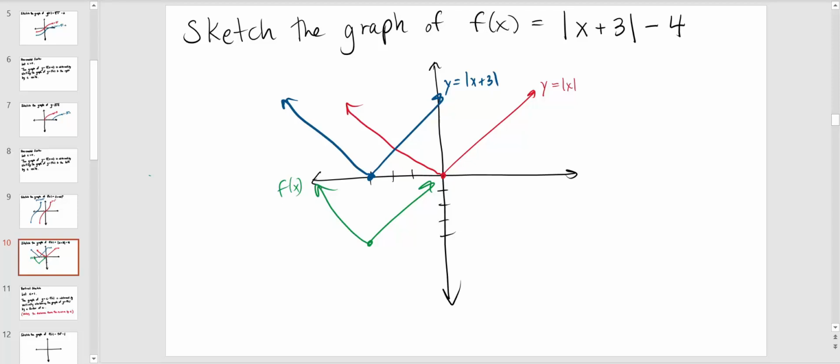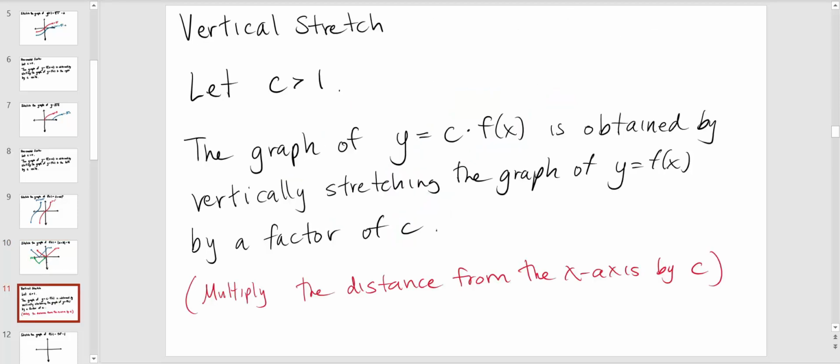The intermediate steps I'll always label completely, but for the final function I'm just going to label it with the name of the function. Let's move on from the shifts and talk about stretches and compressions. Our first rule will be for a vertical stretch. Notice the rule is a little bit different here.